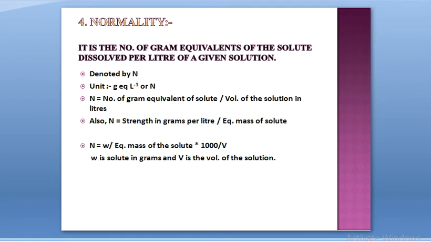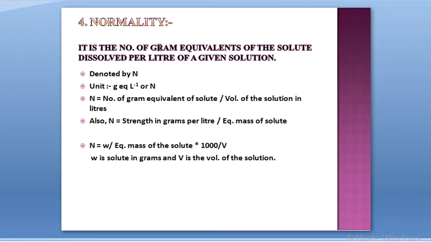Now after molarity, the next term is normality. How do you define normality? You can express the concentration of a solution in terms of normality. And what is that normality? It is the number of gram equivalents of the solute dissolved per liter of a given solution. Again, we are taking solute relative to the solution.